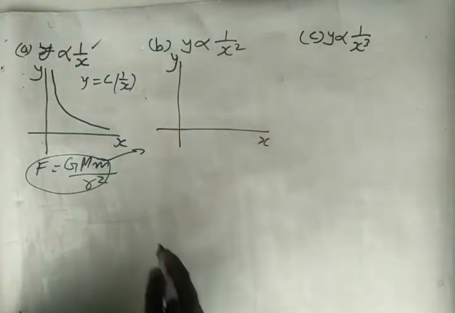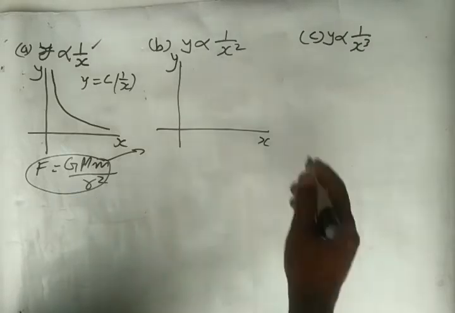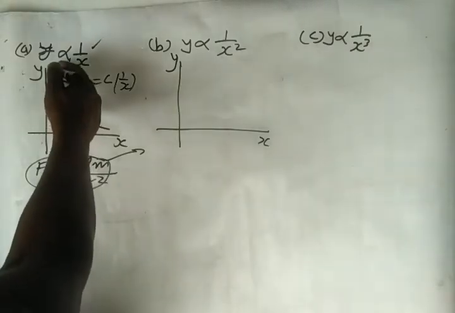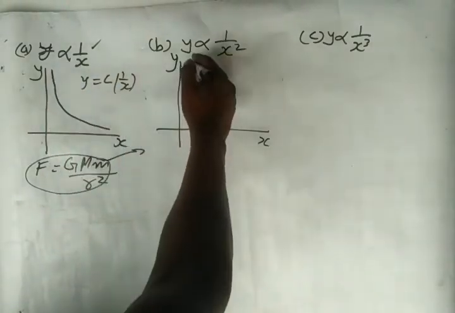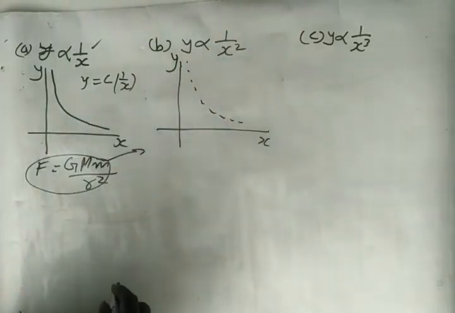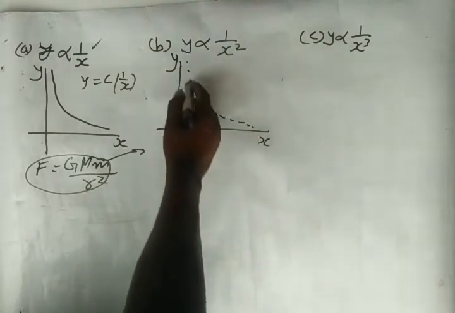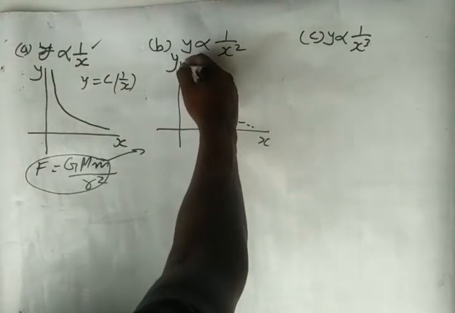As I told you earlier, y directly proportional to x square and then x cube, I said that it will go steeper. Now here it will become more curved. So initially the curve was this for y inversely proportional to x. Now for y inversely proportional to x square, it will become more curved.